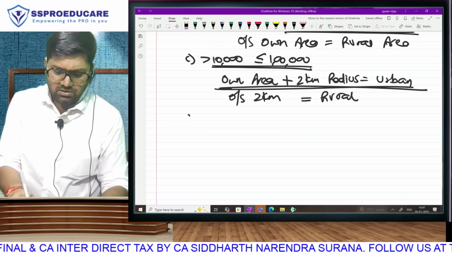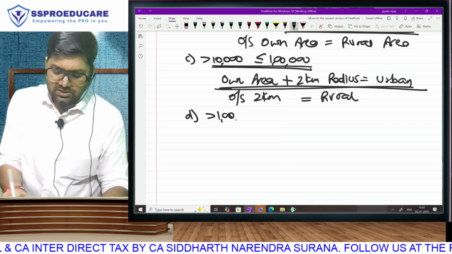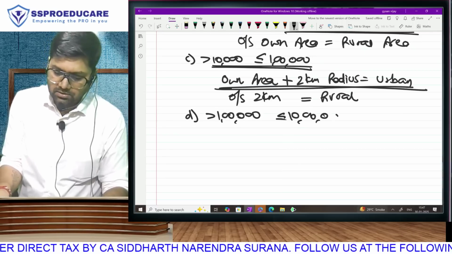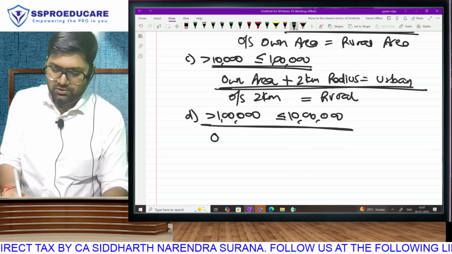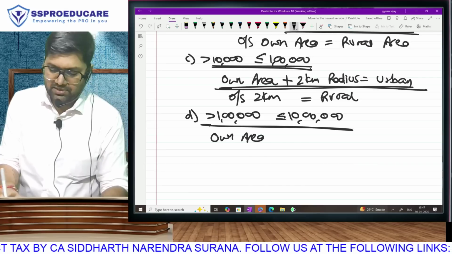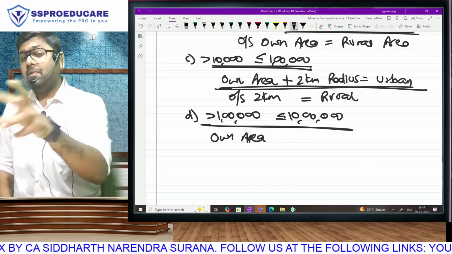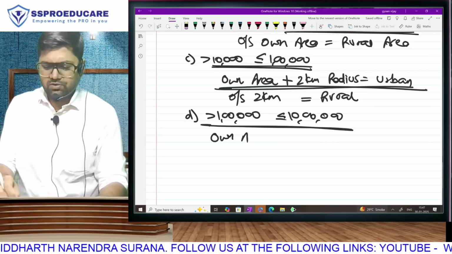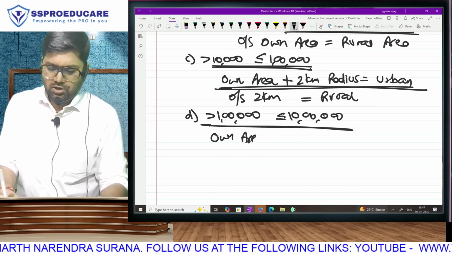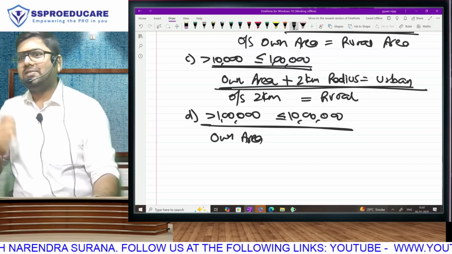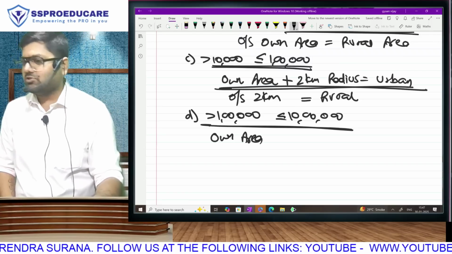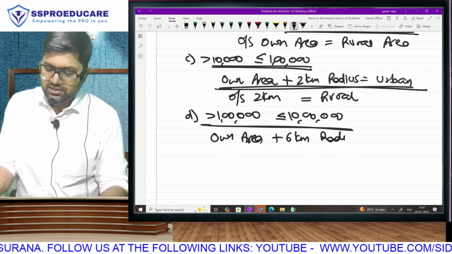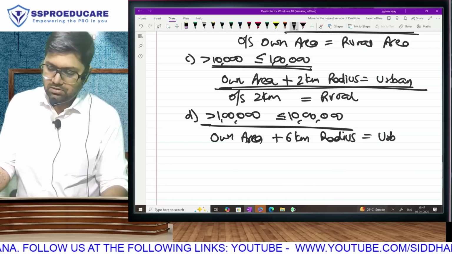We are still not done. Next, is it possible that the population is greater than 1 lakh, up to 10 lakh? One thing is for sure, I don't have to even explain this. What will my own area be considered? Minimum radius of urban outside own area also. 2 kilometer minimum, because 2 happens at 10,000 and greater than 10,000 also. Own area plus 6 kilometer radius will be considered as urban.